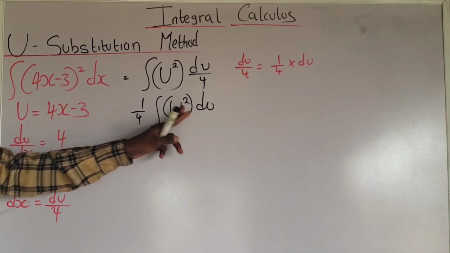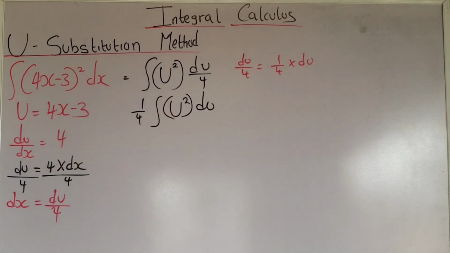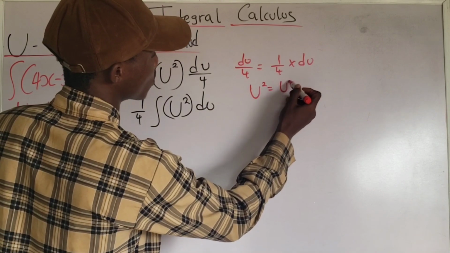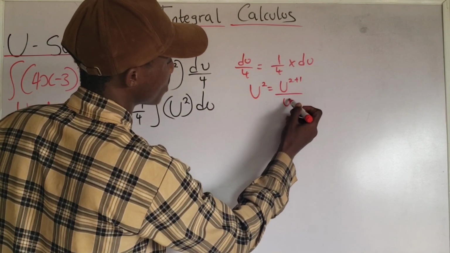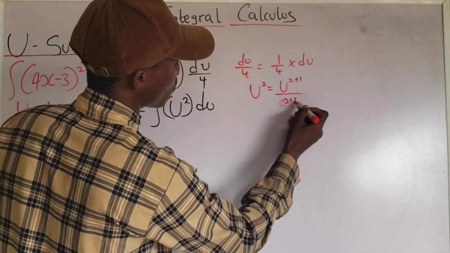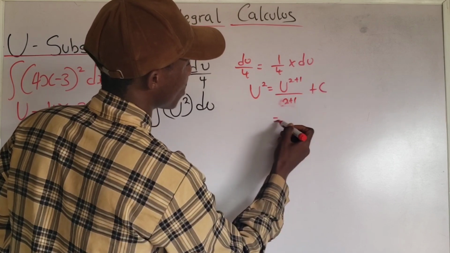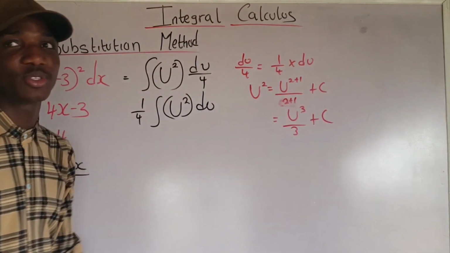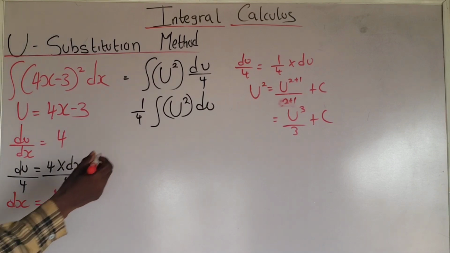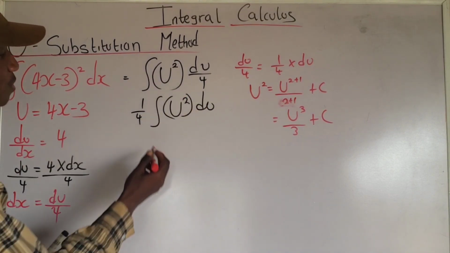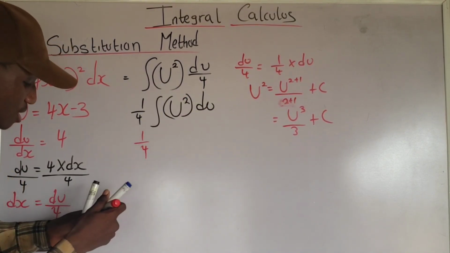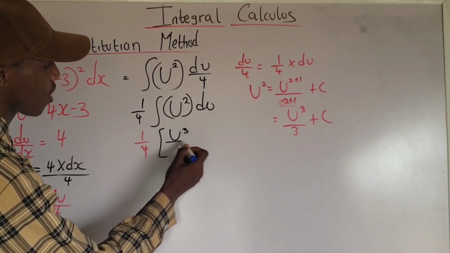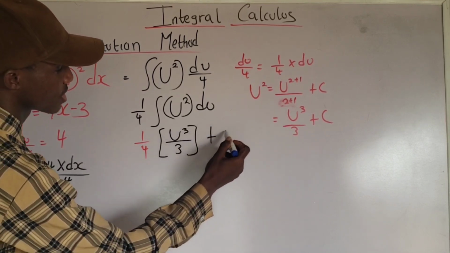You understand? And if I integrate u raised to the power of 2, we're going to have u raised to the power of 2 plus 1 all over 2 plus 1 plus c. So I'm going to have u raised to the power of 3 all over 3 plus c. C is an arbitrary constant. Okay. So for this, I'm going to have the integral of u raised to the power of 2 equals 1 over 4. Now we have to put the bracket now. u raised to the power of 3 all over 3 plus c.